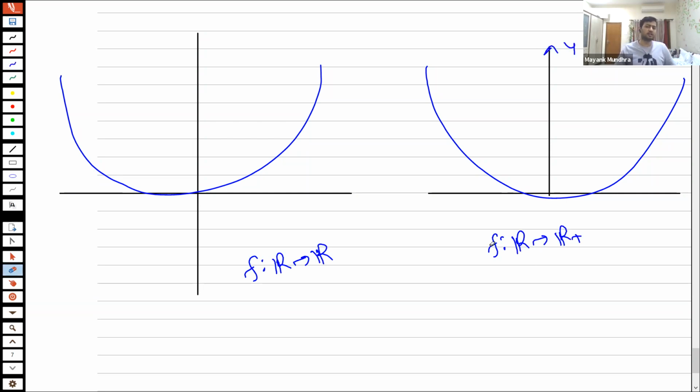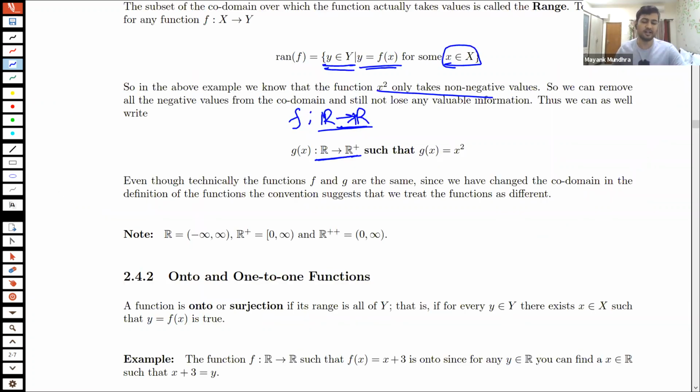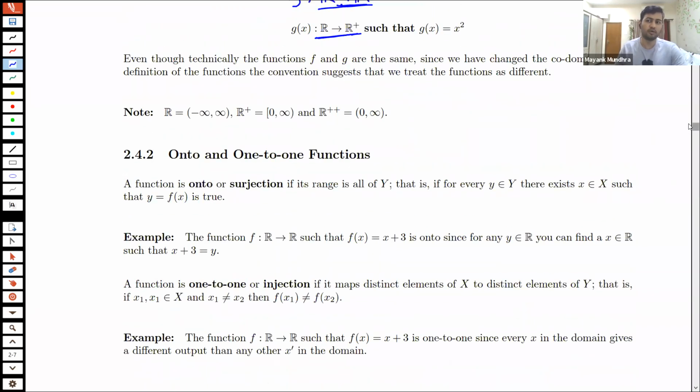So technically it has remained the same, but since you have changed the codomain, here the codomain was R, here the codomain is R plus. We say that these are different functions. You call this function f, you call this function g. For all practical purposes, they are the same function. But the convention is, if you change anything, you call it a different function. It's a convention. If you want to follow it, you follow it. If you don't, no harm done.